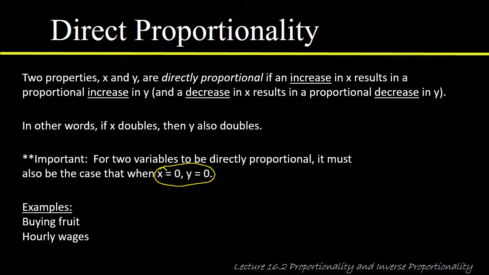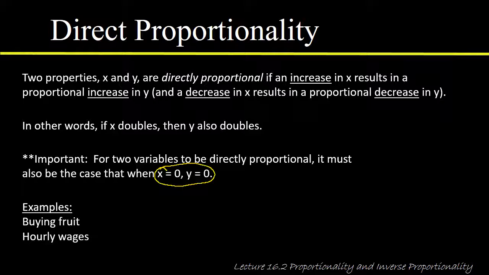So here are a couple of simple examples from daily life, right? Buying fruit. If you go to the store and you buy a pound of apples, it might cost $2.49. If you buy 2 pounds of apples, it's going to cost $4.96, twice as much. If you buy 5 pounds of apples, it's going to cost 5 times as much, right? So the cost of the apples is directly proportional to the amount of apples that you buy.